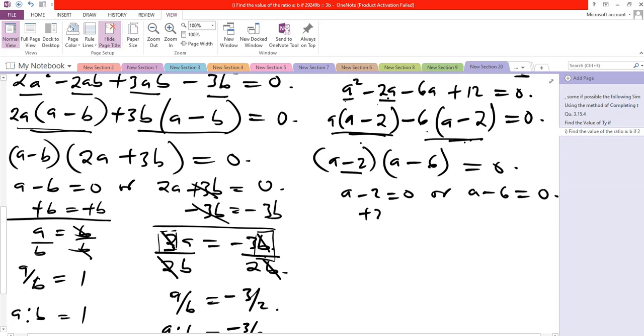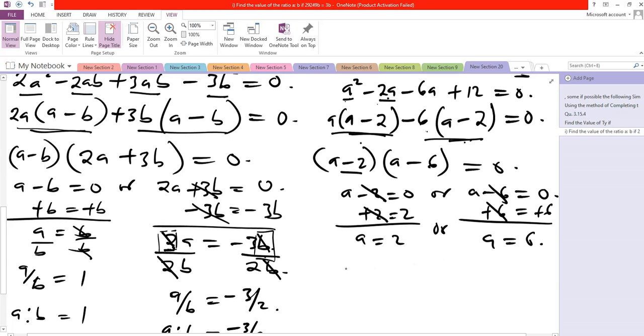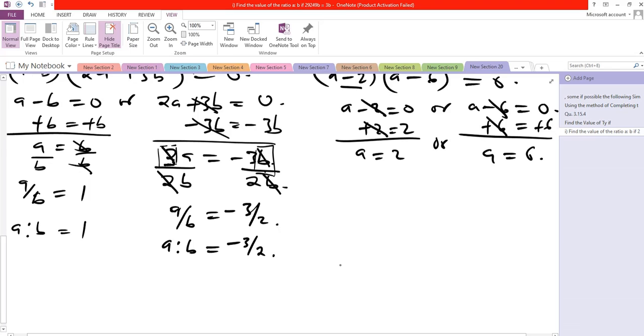If you add plus 2 to both sides, this will cancel out this. You have a equal to 2. Or for this one, if you add plus 6 to both sides, this will cancel out this. You have a equal to 6. Now for this, a is equal to 2. For here, a is equal to 6.